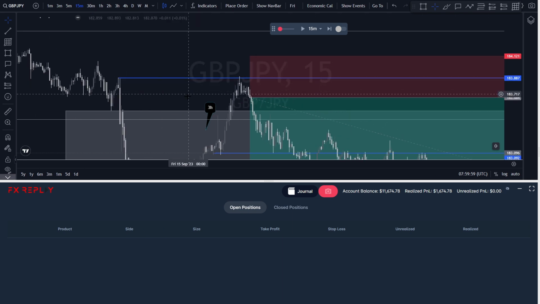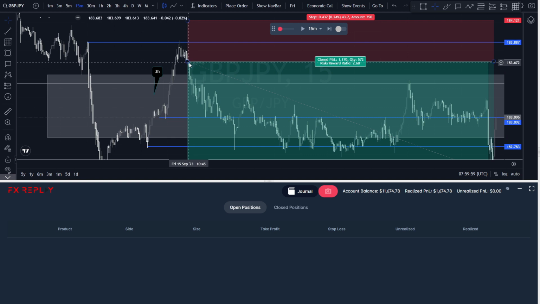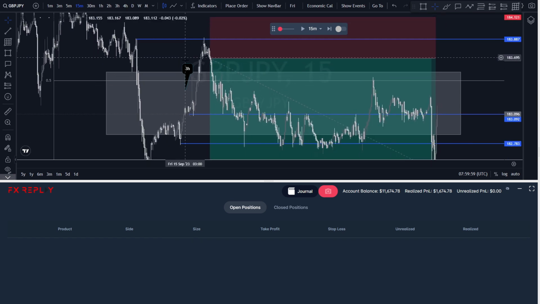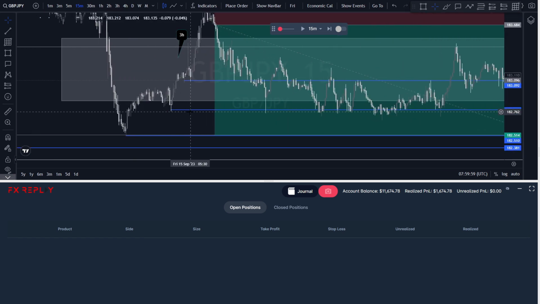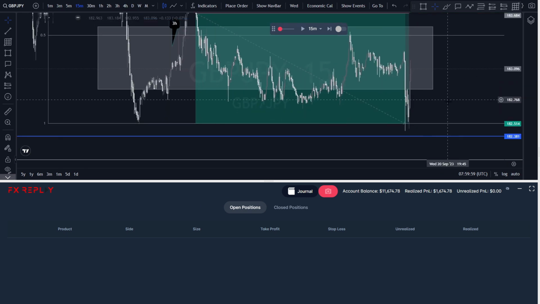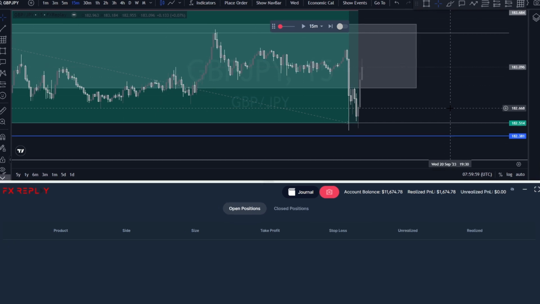It took out this area of liquidity. I entered off of a breaker structure, like I said. Stop loss was above this area of liquidity with a little breathing room. Take profits were previous areas of liquidity right here, and also this area of liquidity. All were hit. And let's just see how the next trade goes.